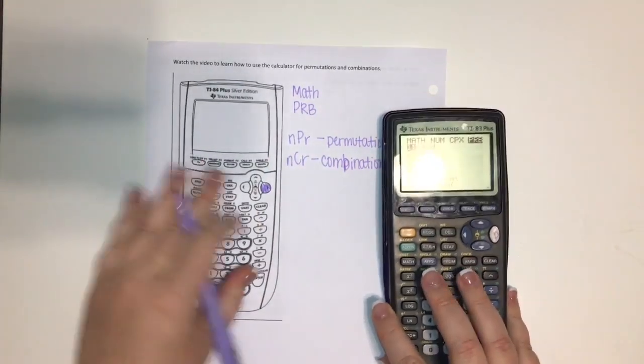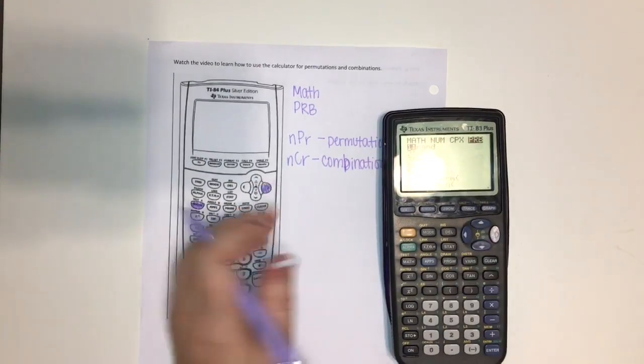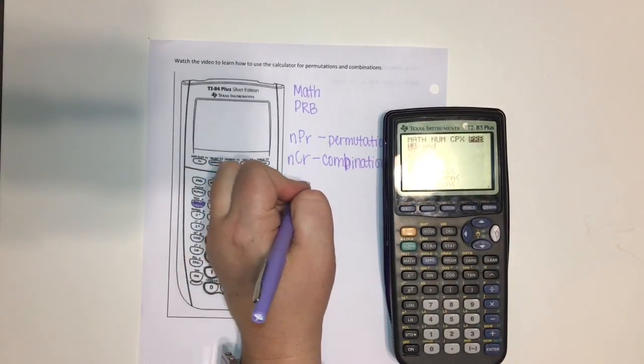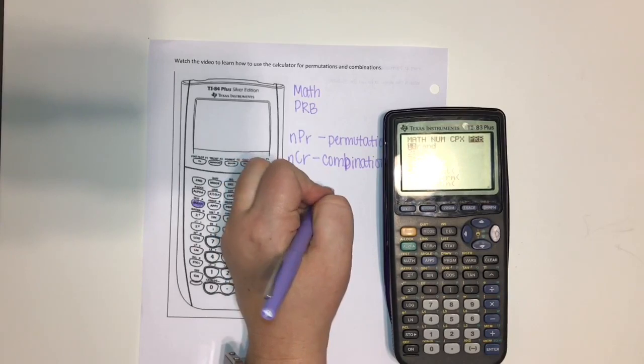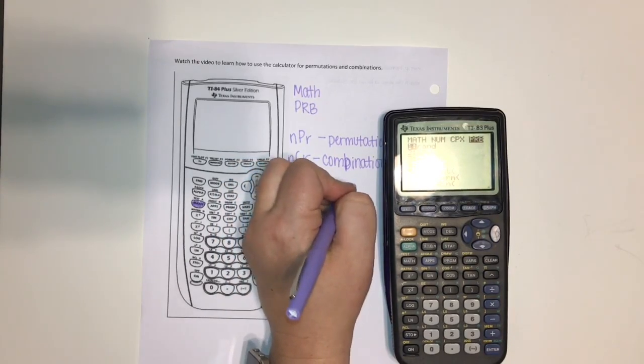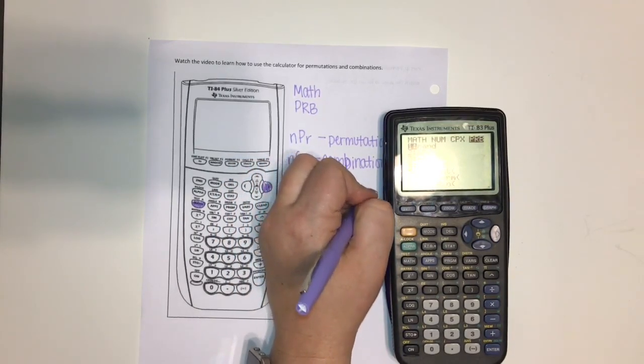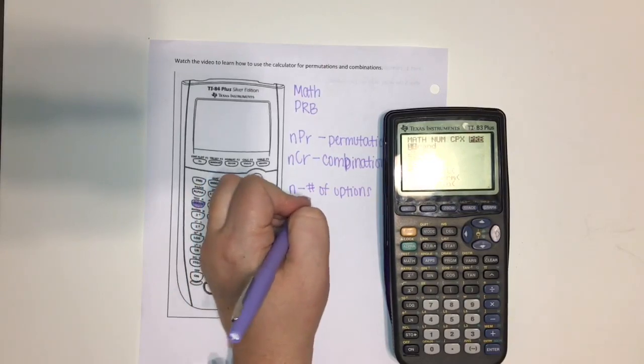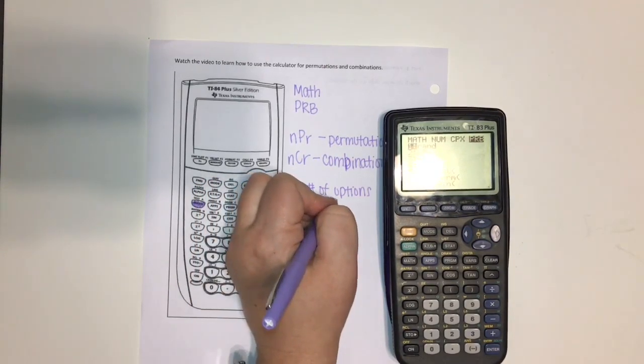Okay, and the N and the R, we've already kind of learned what those are. So N is our number of options, and R is the number we're choosing.